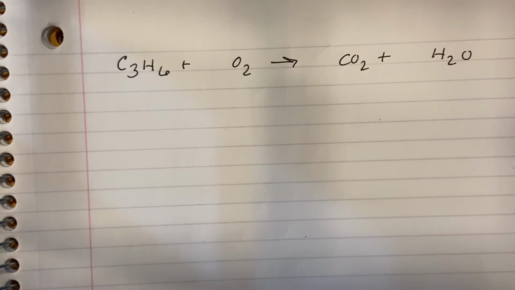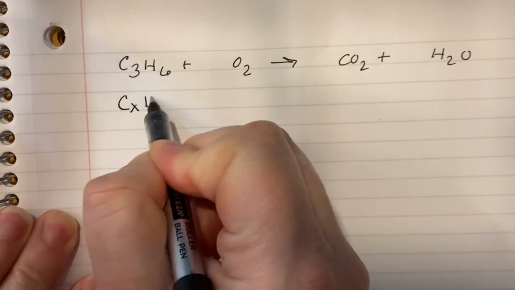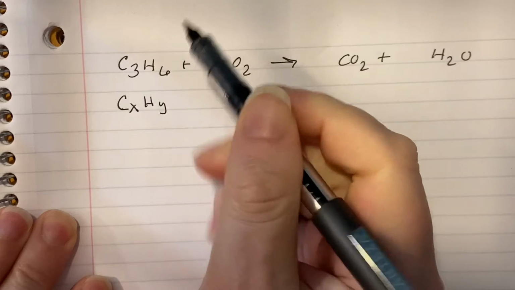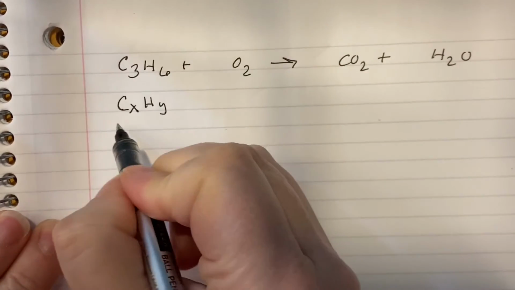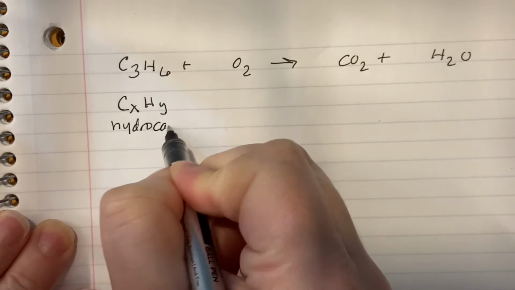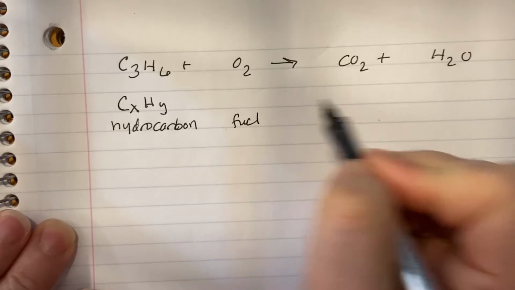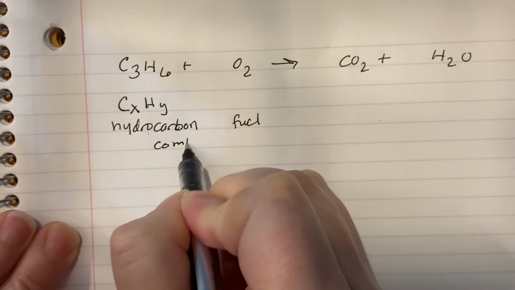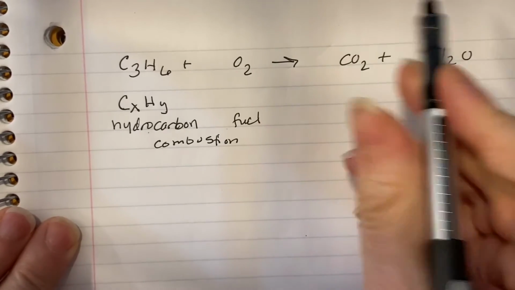Today is about balancing. So when I look at this equation, I see that it's CxHy. Any carbon with any number of atoms mixed with a hydrogen with any number of atoms is called a hydrocarbon. This guy is burned in oxygen, that's its fuel. And hydrocarbon combustions always have the products of carbon dioxide and water.